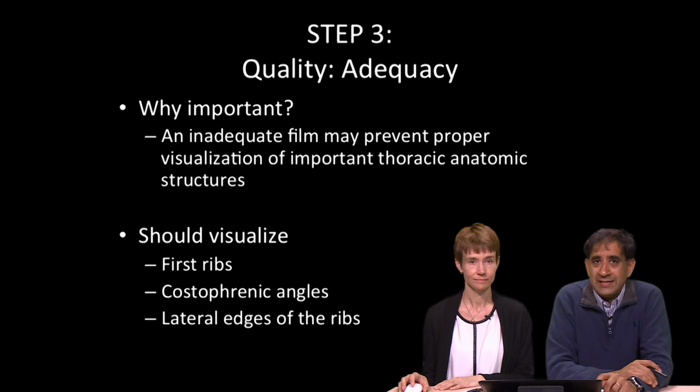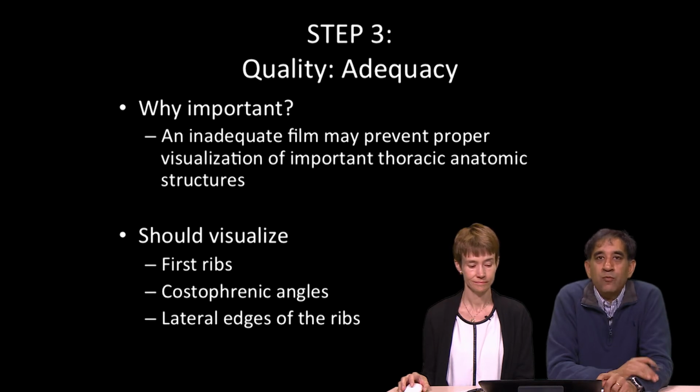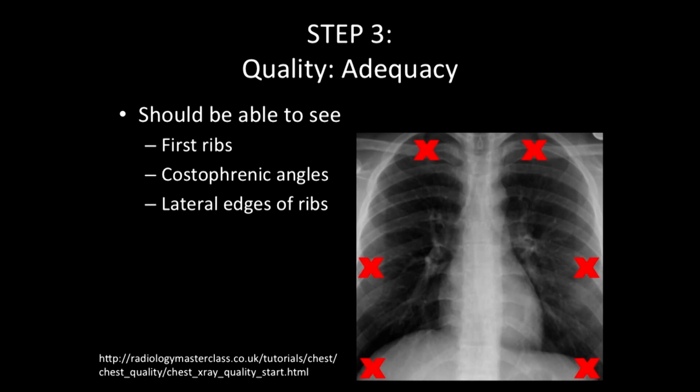So why is adequacy important? If film is taken, and some films are inadequate, you may not have proper visualization of the important structures that are found on the chest X-ray. And so it's very important that when we look to try to address the adequacy of any chest X-ray, that you can see the following structures: the first ribs, the costophrenic angles, and the lateral edges of the ribs. So let's take a look at this chest X-ray.